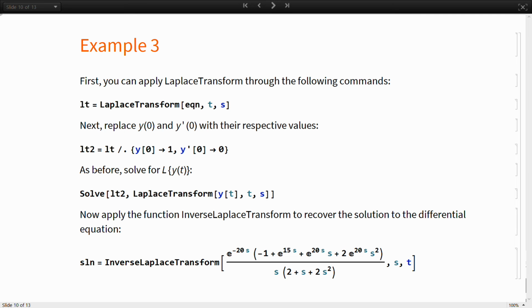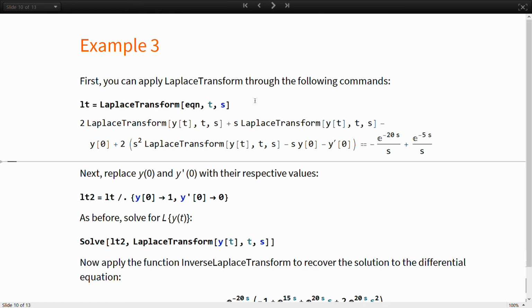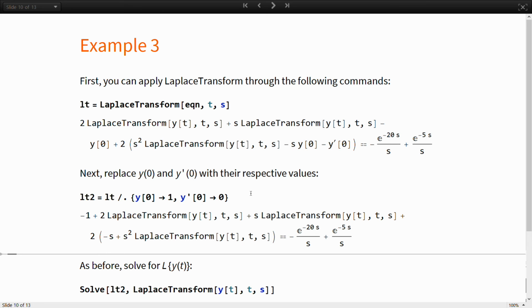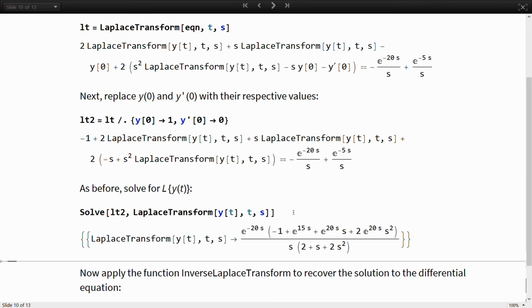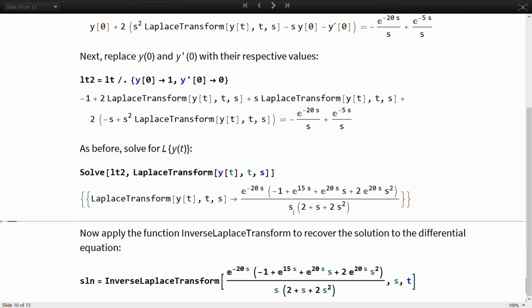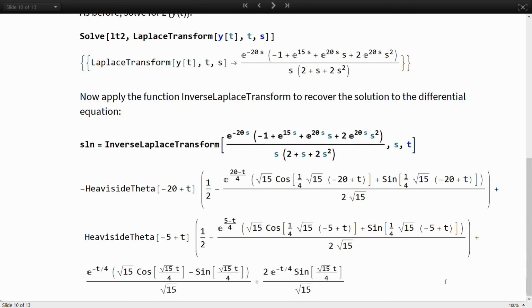To solve the differential equation, take the Laplace transform of the entire equation. Then, replace the y of 0 and y prime of 0 terms with their respective values. Now we have an equation involving the Laplace transform of the solution that we can solve for that transform. With the Laplace transform of the solution found, the solution to the initial value problem can be obtained by using the inverse Laplace transform.